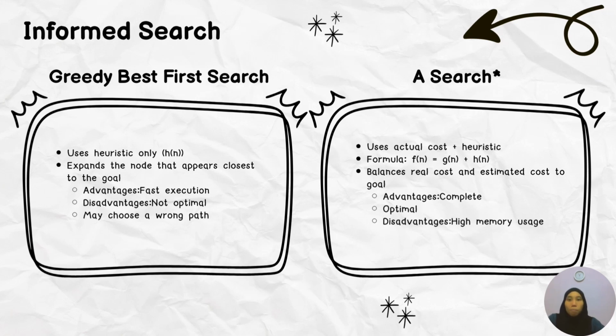In summary, BFS and DFS are used when we don't have heuristic information, while greedy and A star are more powerful when heuristics are available. Each algorithm has its strengths and weaknesses, and the choice depends on the problem.